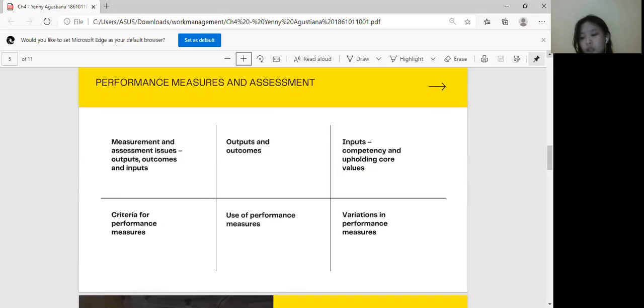And second is units produced or processed, throughput, level of take up of a service, sales on new accounts, and time measures. About the outcome measures, they include attainment of a standard, change in behavior, completion of work or project, acquisition and effective use of additional knowledge and skill, and reaction. Talking about the input, it's competency and upholding core values.